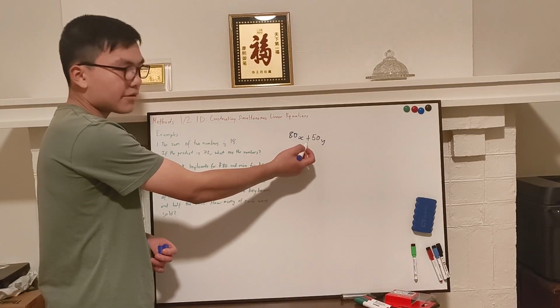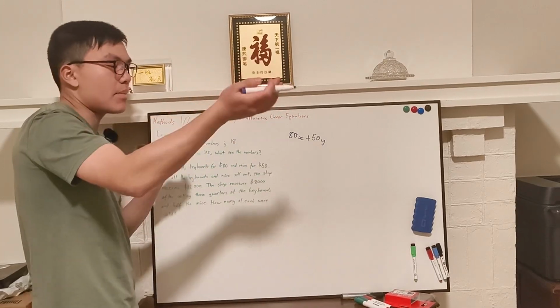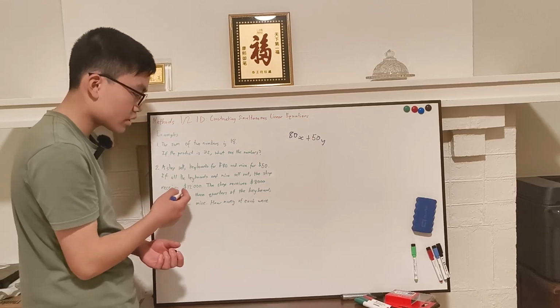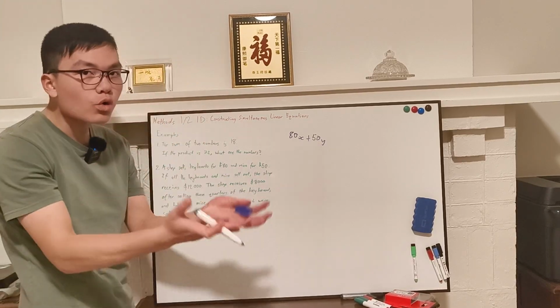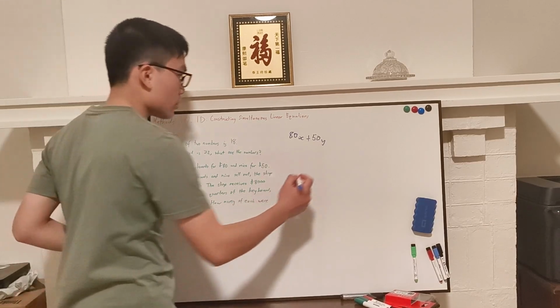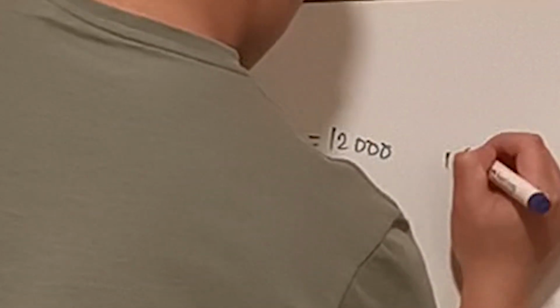The reason why we have plus is because the keyboards plus the amount of mice will equate to whatever we have here, which is going to be $12,000. Because the question is asking, if all the keyboards and mice sell out, then they receive $12,000. So this is going to equal 12,000. And that's going to be our first equation.